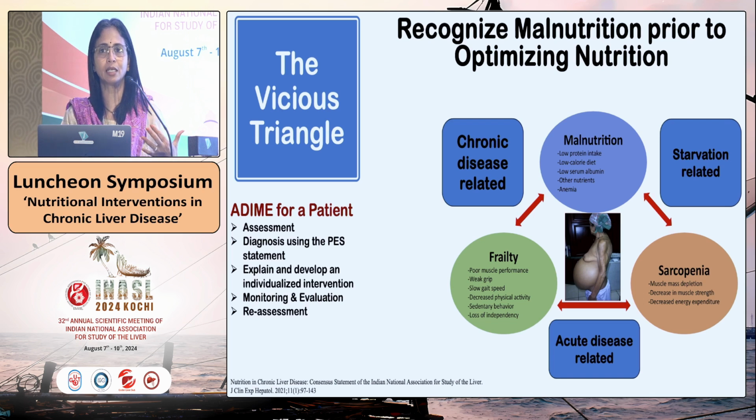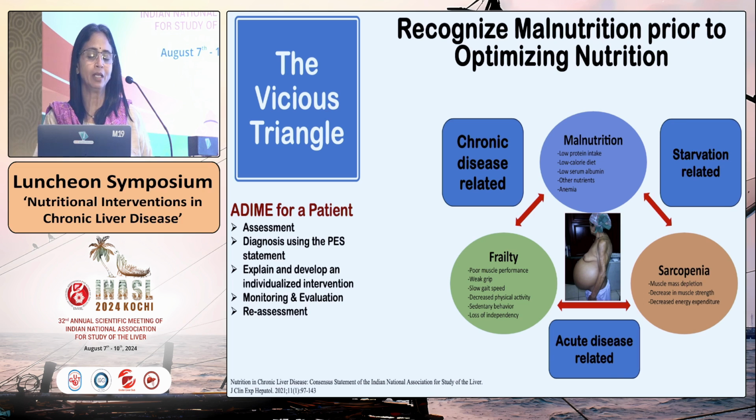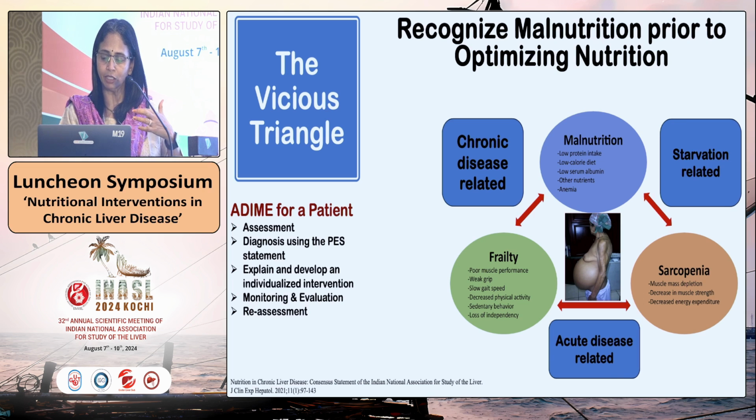There's always this interaction in getting to know whether your patient is malnourished. It could be low protein or low calorie intake, or the albumin levels, other nutrient interactions, or the treatments. These can lead to malnutrition. It could be sarcopenia, it could be frailty. It could be starvation related, chronic disease related, or acute disease related.